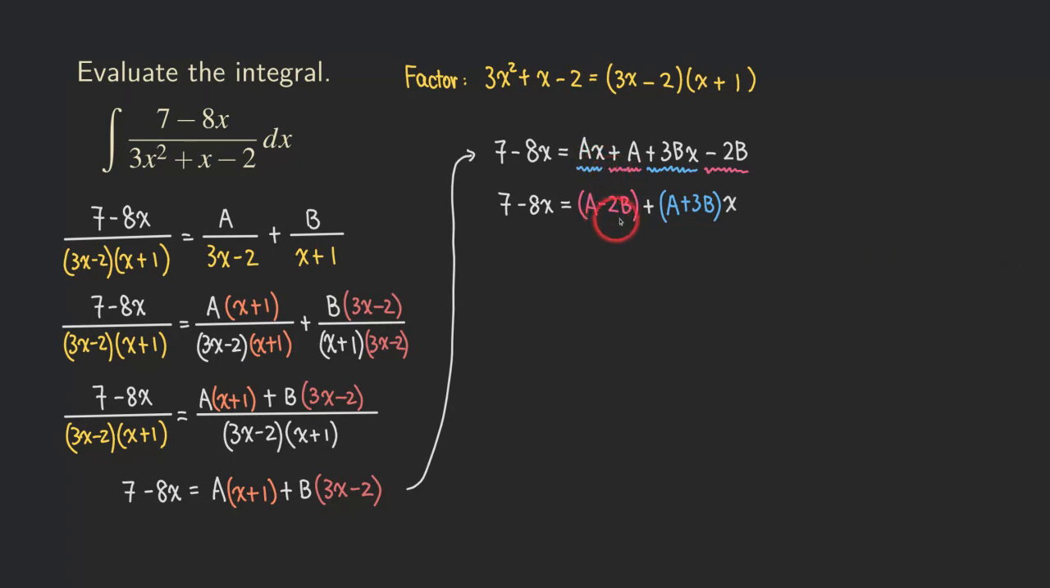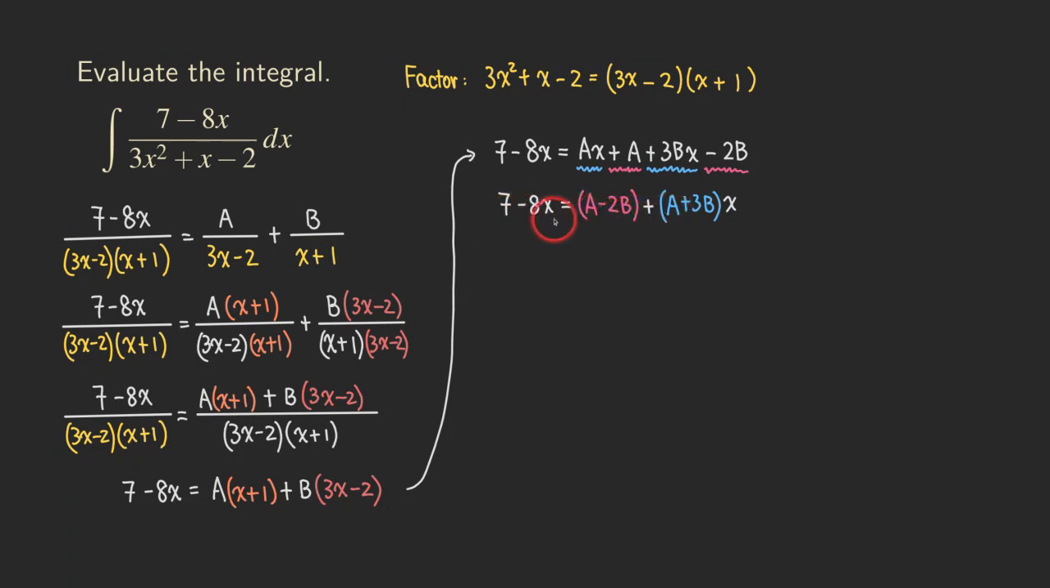Do you see that you get a linear expression on this side? Remember the a and b are really just numbers, just constants. So you get a constant term plus some number times x. And you have the constant term, which is 7, minus 8x, which is just some number times x. Do you see that you can actually match the coefficients?